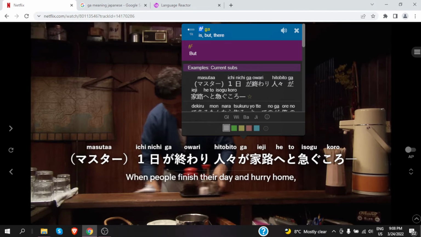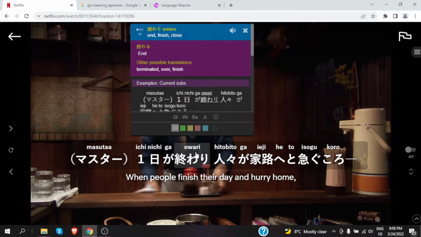God. Okay, see, the thing is, I don't care too much. I'm just going to keep going. I'm not going to get all frustrated over ga. I'm just going to pay attention and note that it's added on to the end of nouns. And the more I study Netflix, the more I'm going to see this pattern and eventually find the sense to it. Okay, so ichinichi ga owari.